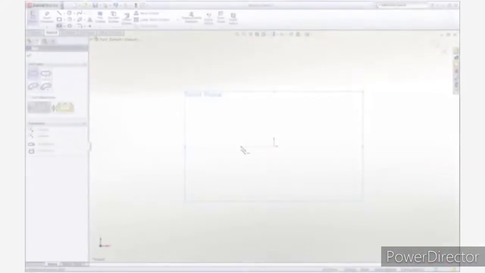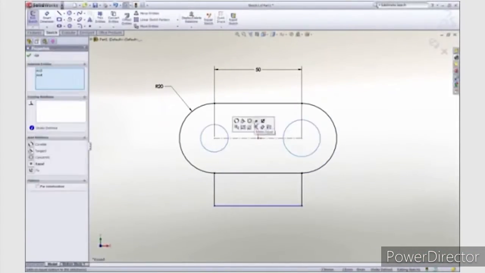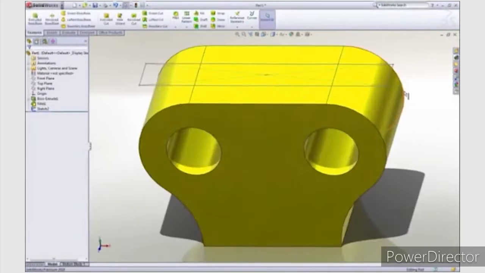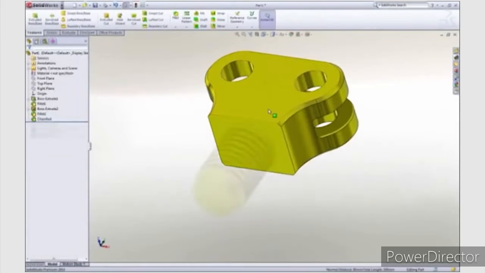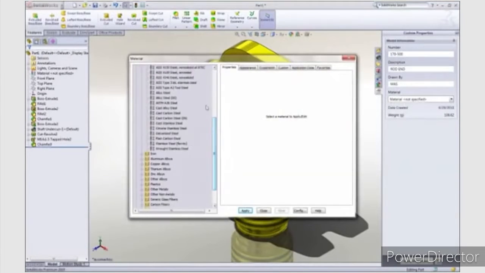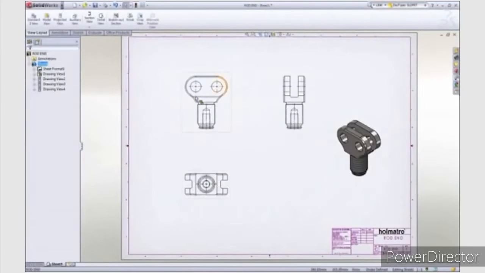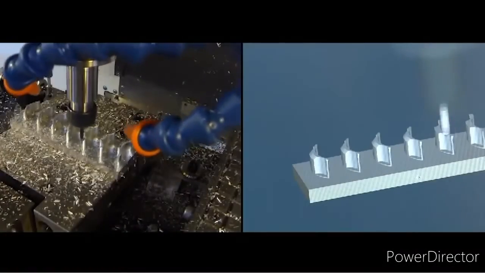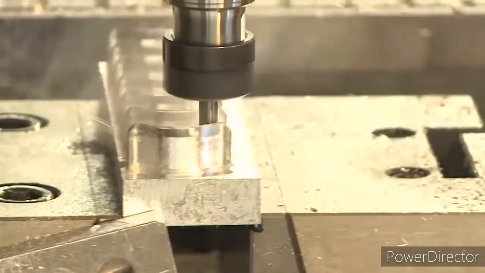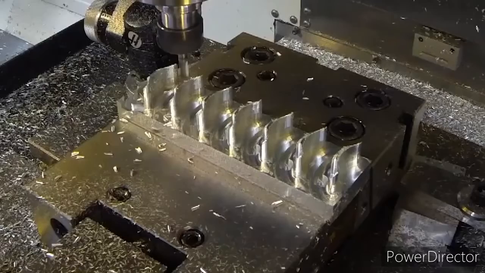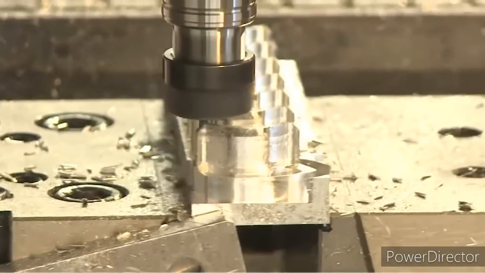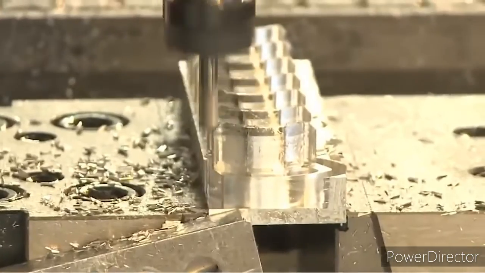CAD is the use of computer systems to aid or assist in the creation, modification, analysis, or optimization of a design, where CAD software increases the productivity of the designer, improves the quality of design, improves communication through documentation, and creates a database for manufacturing operations. CAD output is often in the form of electronic files for print, machining, or manufacturing operations. CAD is also used to produce either two-dimensional or three-dimensional diagrams.